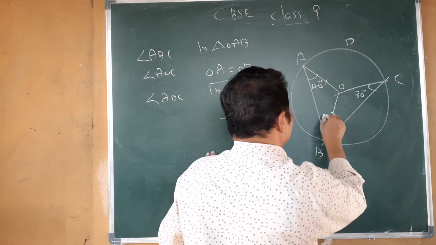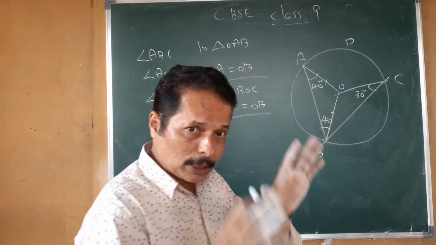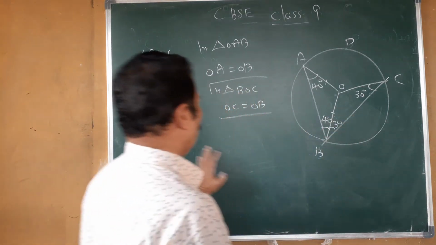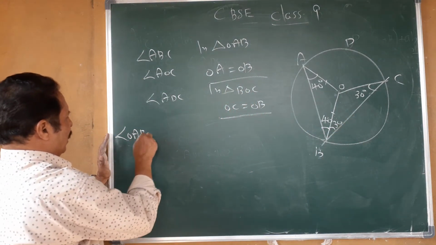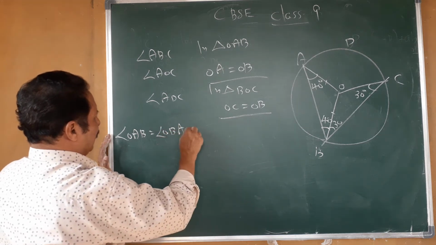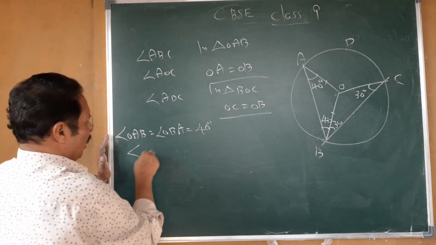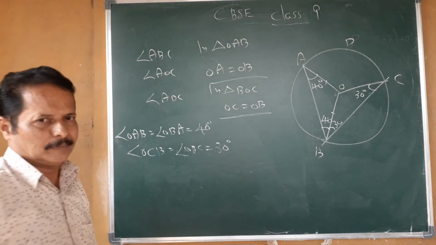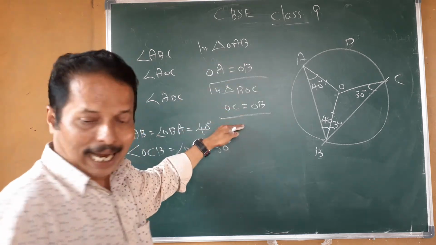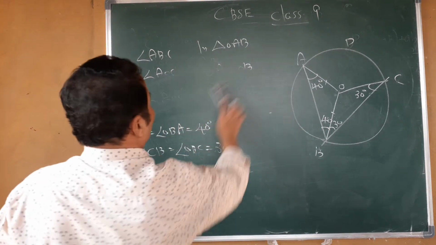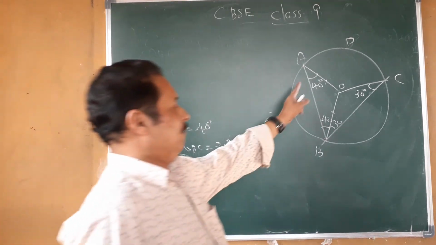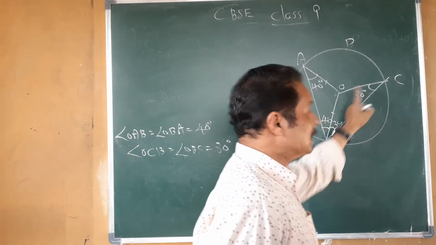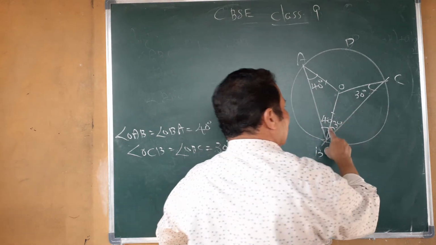If this is 40, then here it will also be 40. You look at the position. Similarly, this is 30, this is also 30. So your line is angle OAB equals angle OBA equals 40. Similarly, angle OCB equals angle OBC equals 30. Is it clear? First of all, you will write this line. They are isosceles triangles, and if this angle is given as 40, automatically this is also 40. Similarly, this angle is 30. These two are equal, and these two are equal.